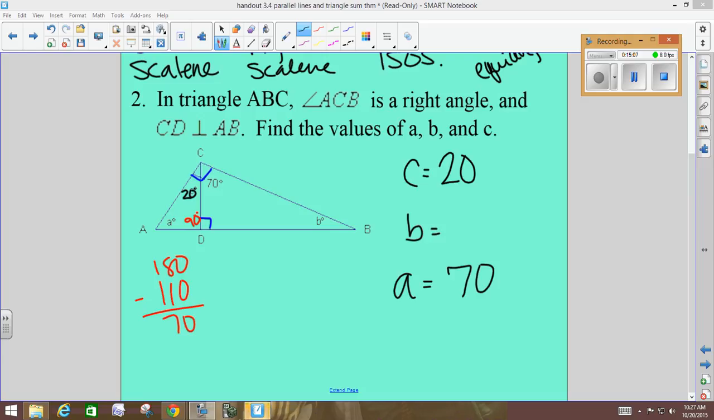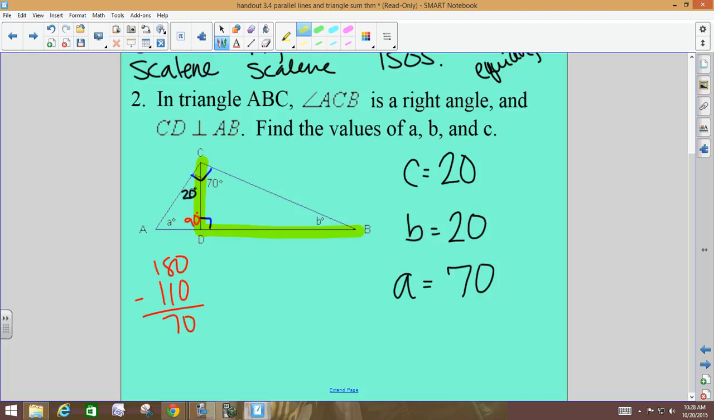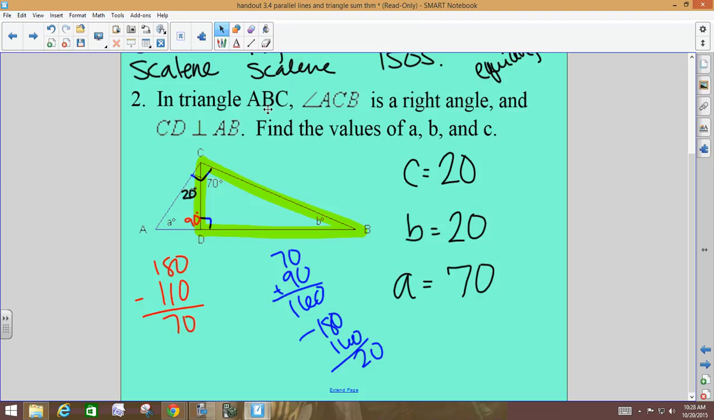Awesome. Maddie, you got B? What did you get for B? Well, how did you get 20? Did you look at this triangle here, Maddie? Good. Triangle CDB. Triangle angle sum theorem says 70, 90, and B have to add up to 180. So what did you do? 70 and 90 gave you 160. And then you subtracted that from 180. Good. And you get 20. Good, good, good. Triangle angle sum theorem.